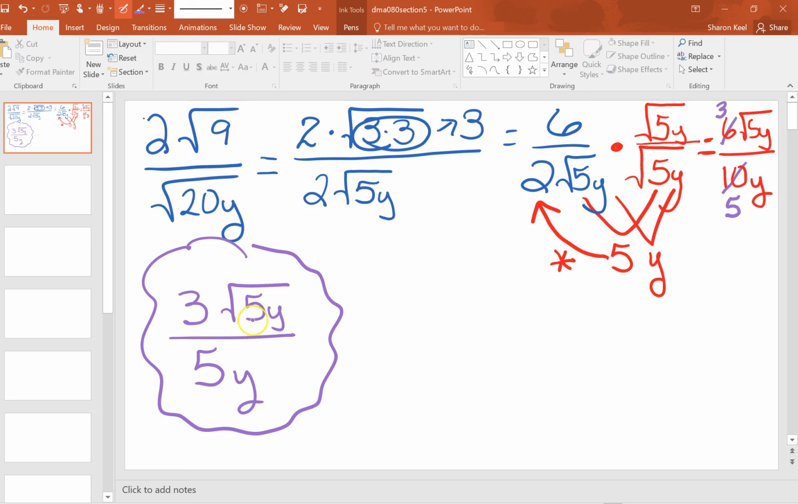Now, these 5y's can't be reduced. This is under a radical. This one is not under the radical. Okay?